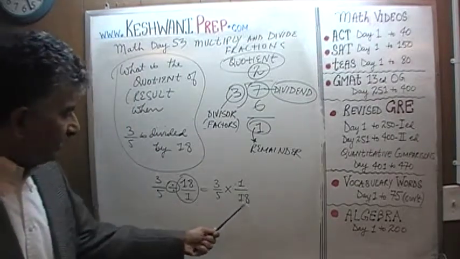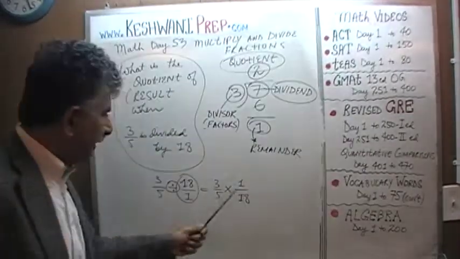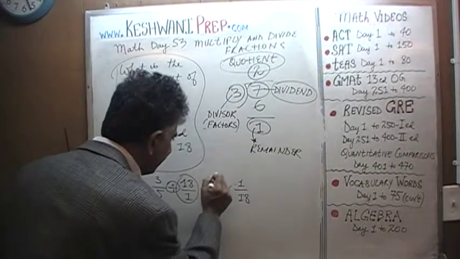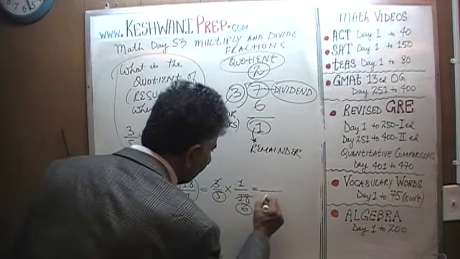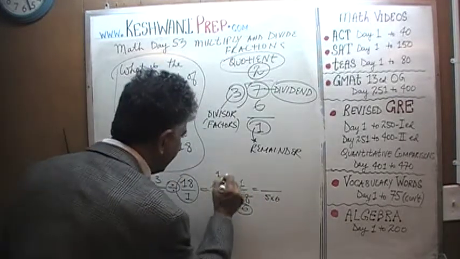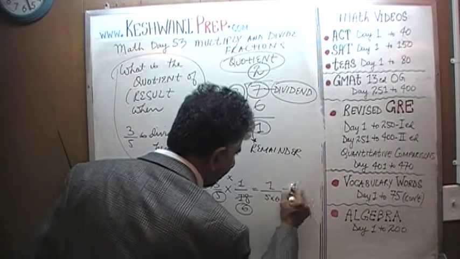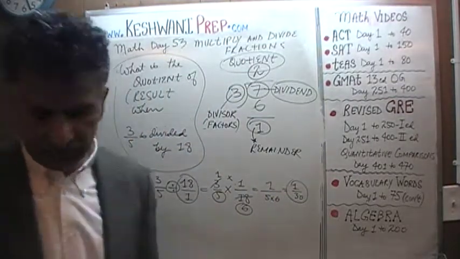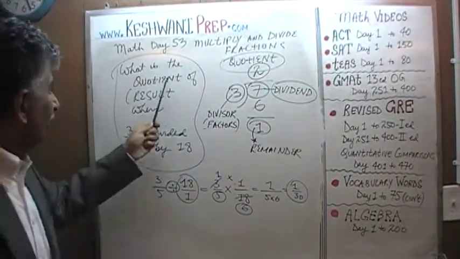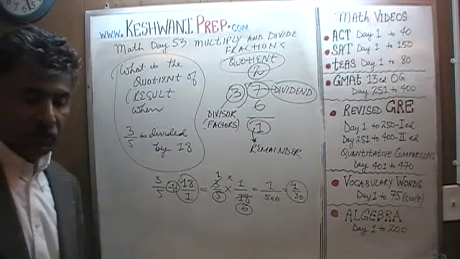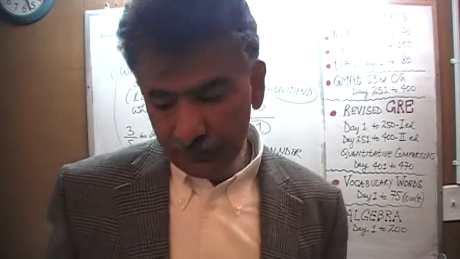We see 3 on the top, we see 18 on the bottom. 3 and 18 have a common factor of 3. Let's divide top and bottom by 3. The 3 disappears and 18 becomes 6. At the bottom we end up with 5 times 6, and at the top we end up with 1 times 1, which is just 1. So the final answer is 1/30. What is the quotient of 3/5 divided by 18? The quotient turns out to be 1/30.